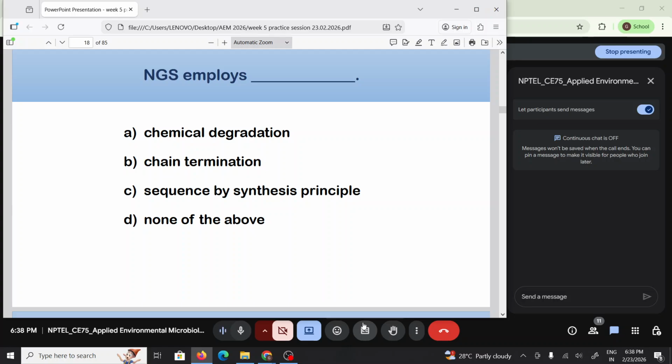So which of the following does NGS employ? NGS stands for next generation sequencing. So we saw what was the sequence of NGS a couple of questions back. So here the question is, which of the following does NGS employ?